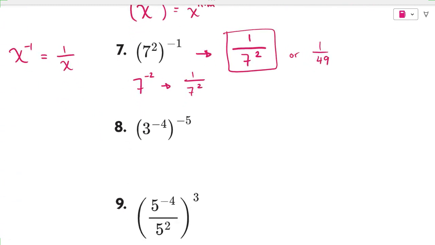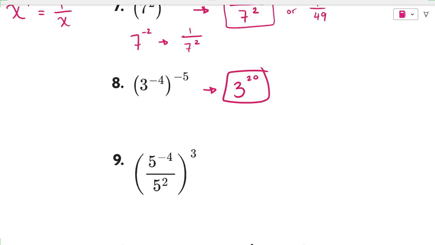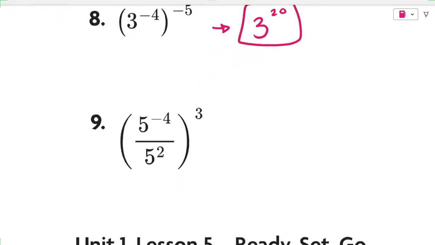Okay, here we have a double negative. So remember, we multiply these two, which means negative times negative becomes a positive, 3 to the 20th. I could have tried to flip and do all these things with the reciprocal rule for exponents, but I think in this case it's easier to let those negative signs cancel each other out.